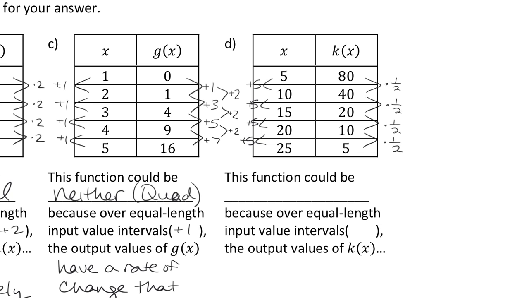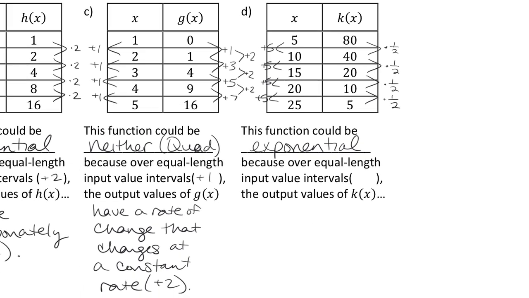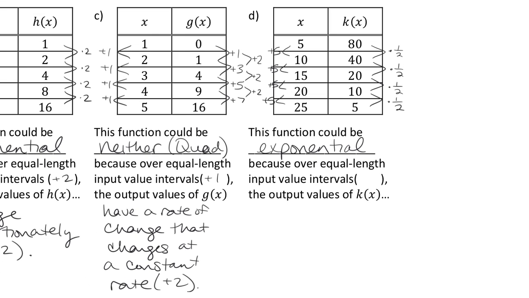So if we are multiplying by a number on my outputs, and it's the same every time, what kind of function could this be? Exponential. If I had asked you what kind of sequence could this be, what would you say? Geometric, very good. Now, this function could be exponential because over the equal length input value intervals we found of plus 5, the output values of k of x change proportionately.